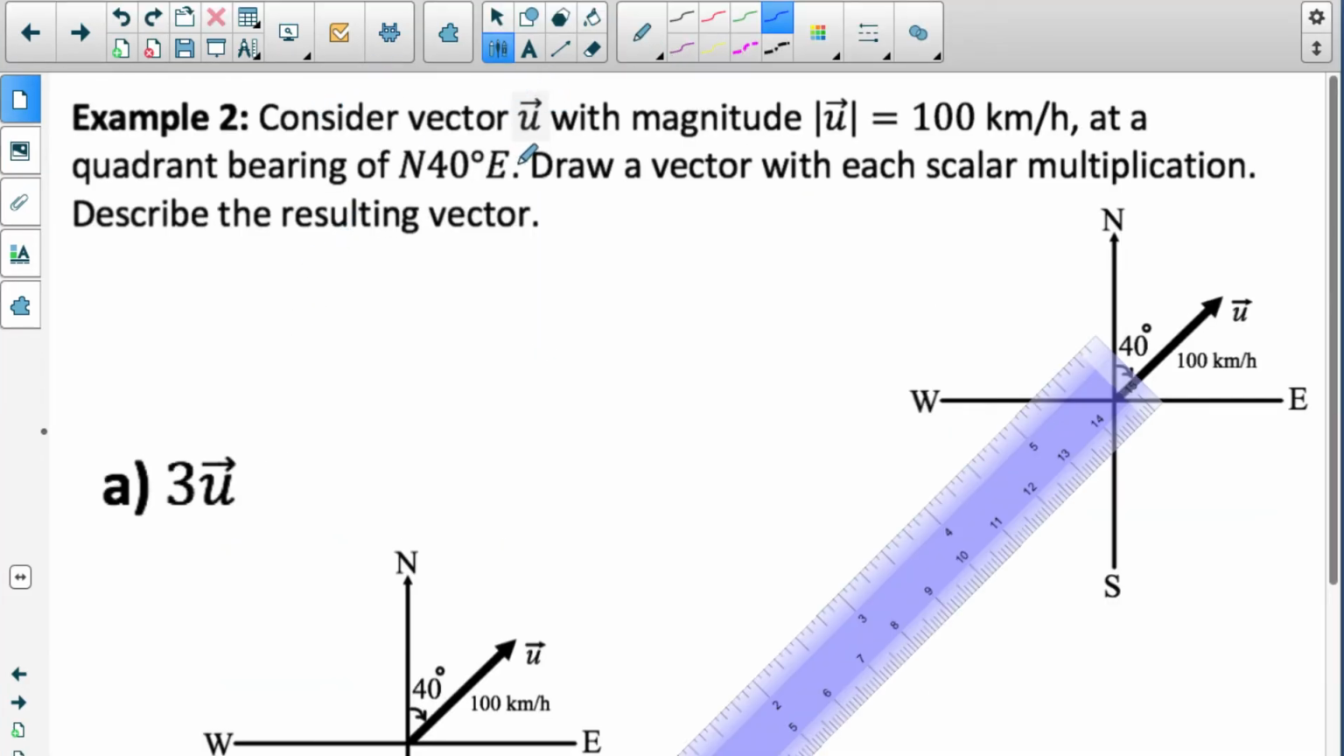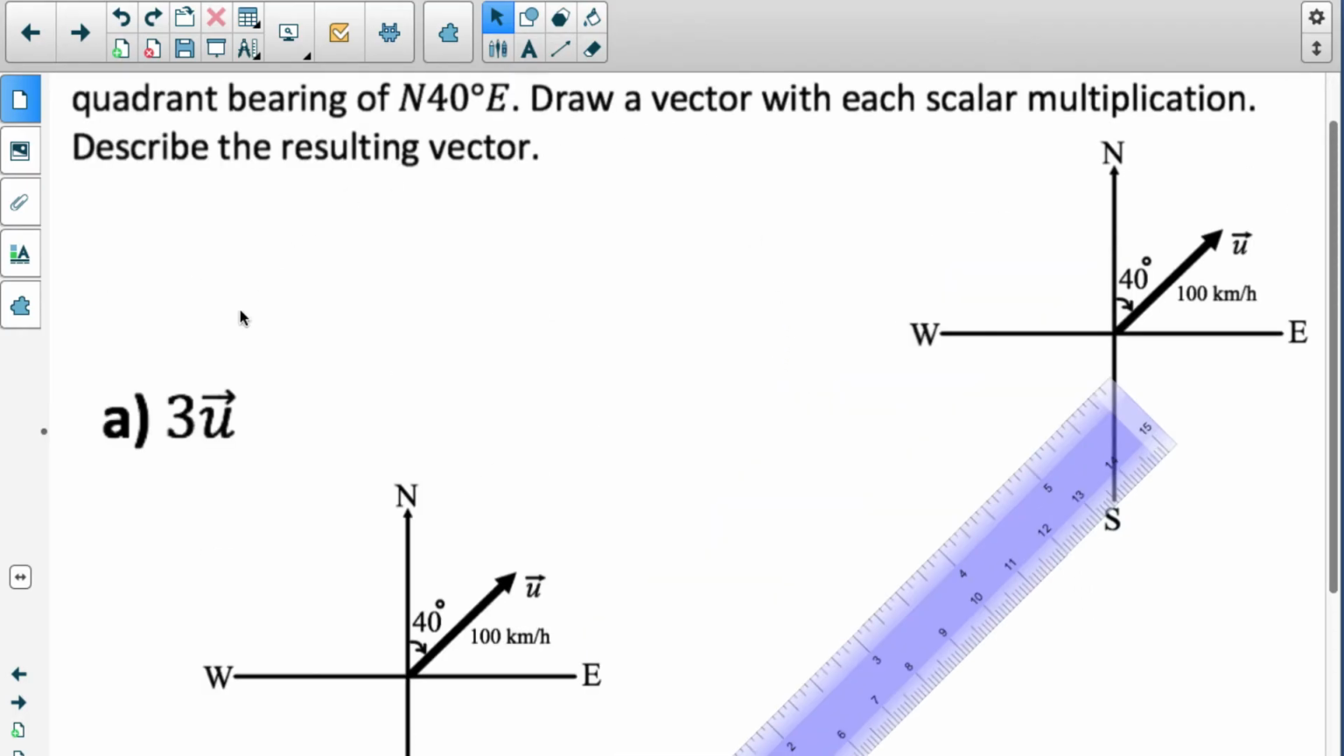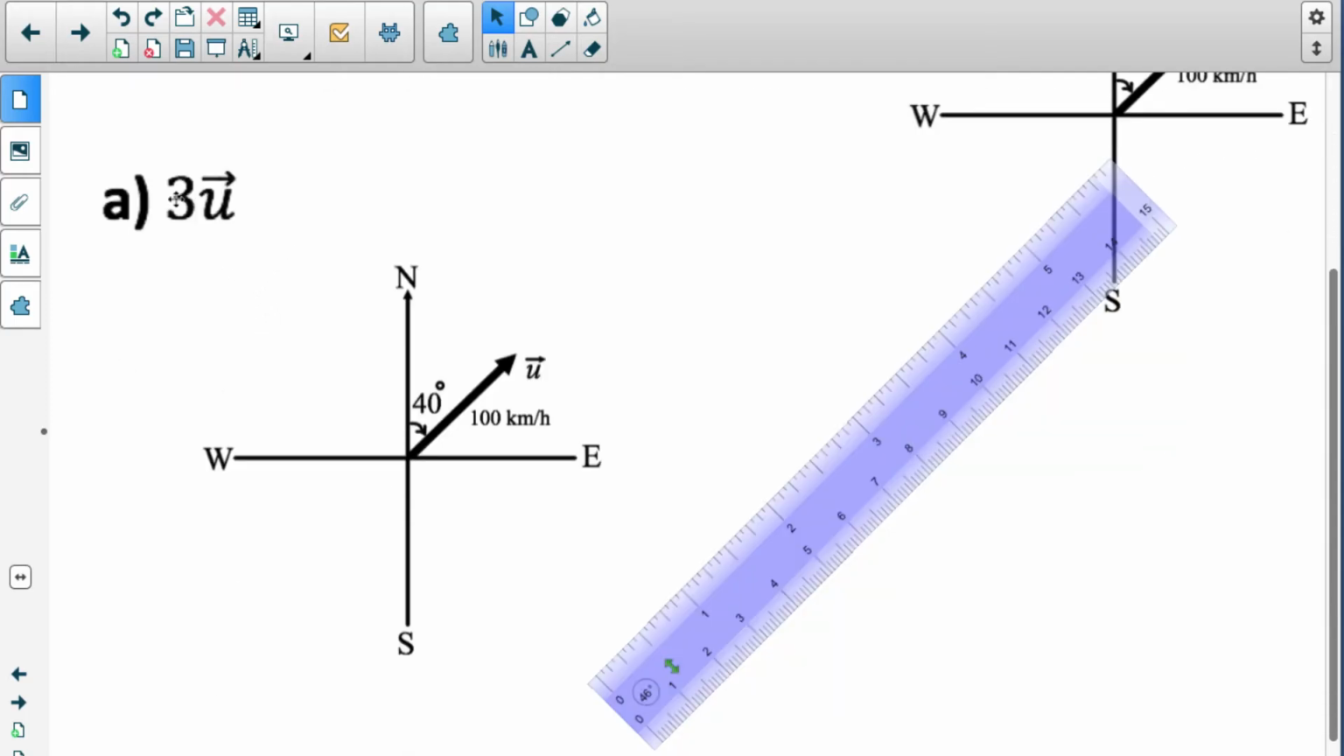Example 2, consider vector u with magnitude 100 kilometers an hour at a quadrant bearing of north 40 degrees east. So this question, it gave us the magnitude and the direction of the vector. And what it wants us to do is draw each of the following vectors that are scalar multiplications of vector u. So first thing we want to do is we want to draw the vector 3 times vector u. So it's going to have 3 times the magnitude of vector u, but be in the same direction because the scalar is positive.